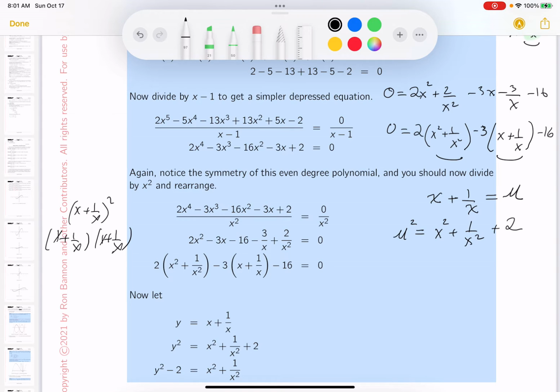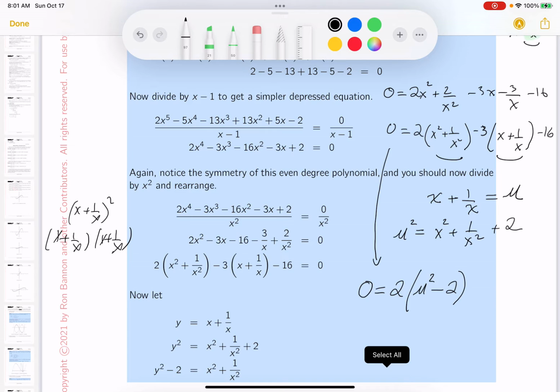All right, let's take a look. Make a substitution now. Let u equal x plus 1 over x. I've got to be careful here, don't I? So what's x squared plus 1 over x squared? It's u squared minus 2.